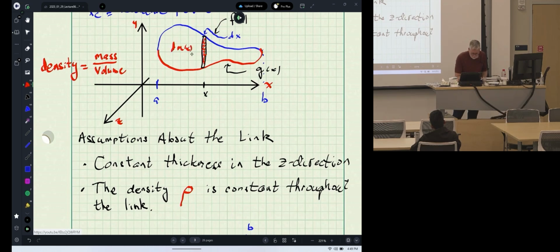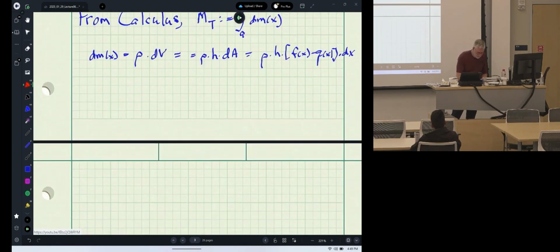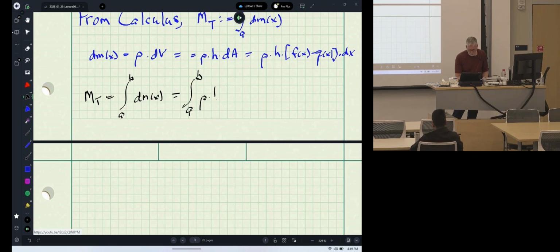At the point x, differential mass, infinitesimally thin. So if we want the total mass, we just add them all up. So then the total mass equals the integral from a to b of the differential mass of x, and that's the integral from a to b of density times the thickness in the z direction, times f of x minus g of x times dx.